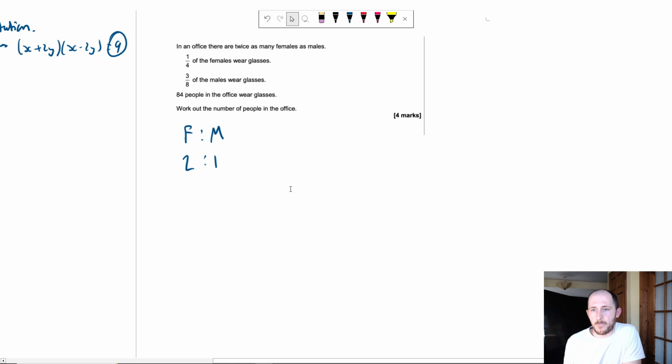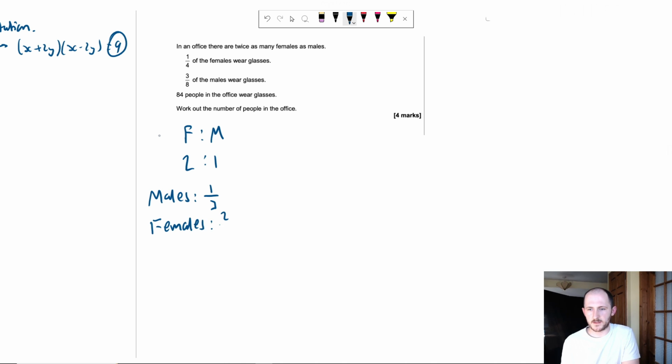Okay, the way I would probably do this one, Lila, is if I'm working out the fraction of the males, the first thing I'll do is work out this as a fraction. So for males, it means that 1/3 of the people are men. And for females, you have 2/3. 5/8 is worth 84.